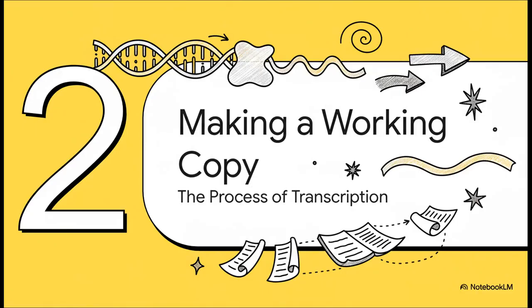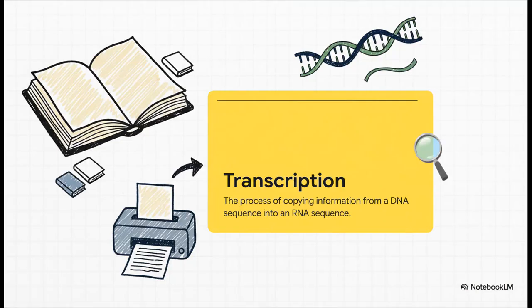So if cells are only reading certain pages of the book, how do they actually make a working copy of just that one page? Well, that process has a name, and it's absolutely fundamental. It's called transcription. Transcription is pretty much exactly what it sounds like. It's about making a copy. The cell creates a temporary RNA copy from that permanent DNA blueprint.